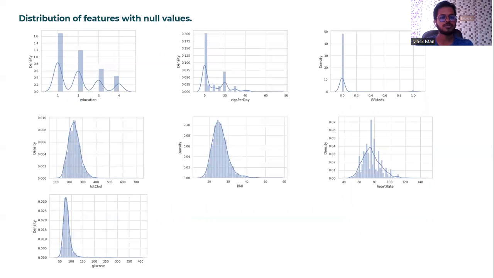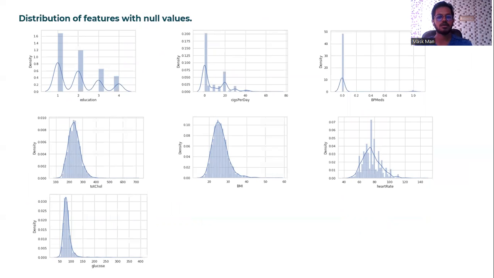So these are the distributions of the features with null values. If you see, education is a discrete feature. It is not continuous. There are only four values: 1, 2, 3, and 4.